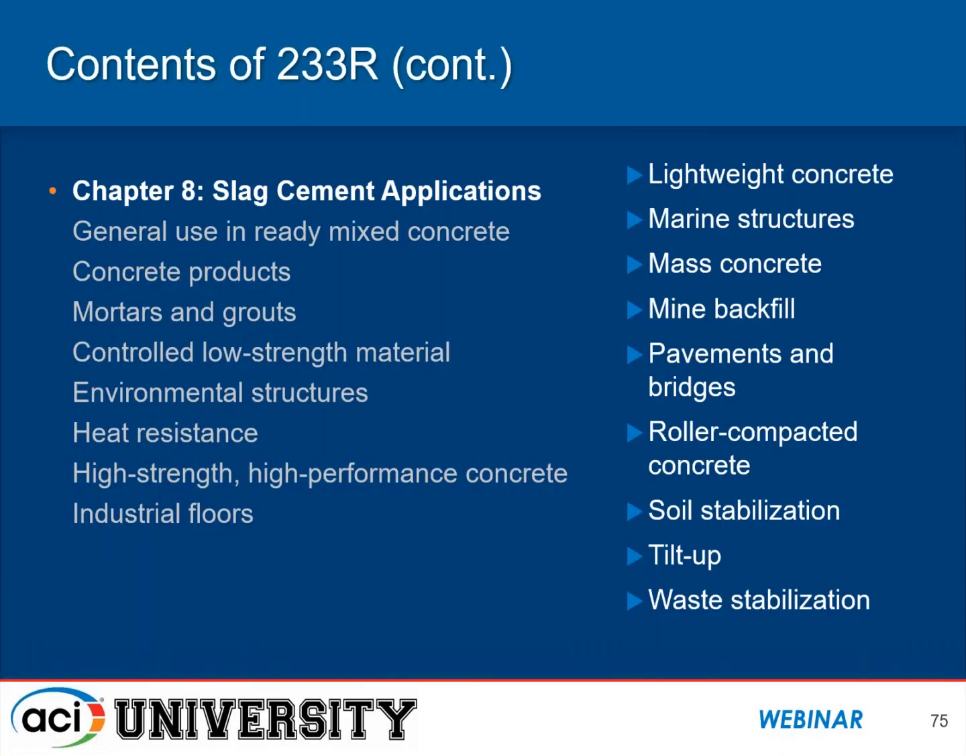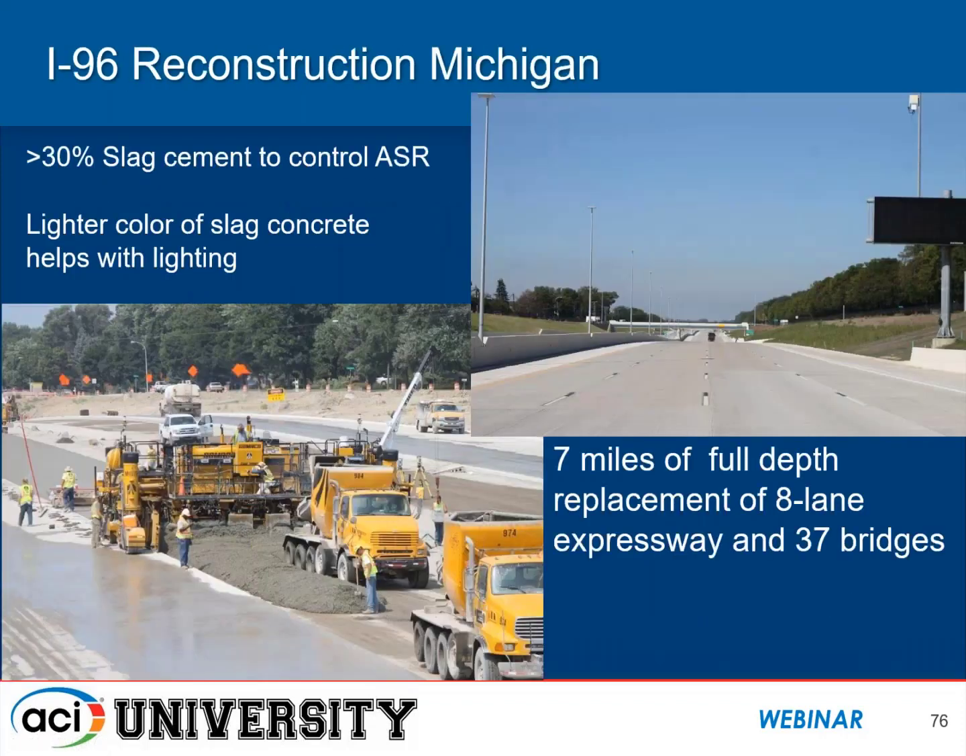Now, slag is used in all sorts of applications, and I'm not going to talk about all of these. I'll just show a few examples. It's used in all ready-mixed concrete. It's used in concrete products, pavers and block. Used in mortars and grouts, in CLSM, environmental structures because of the sulfate requirements, high-strength, high-performance concrete, and I'll show a few examples, industrial floors, and all kinds of examples as shown on the right. And if you want to see more, you can read the 233 document.